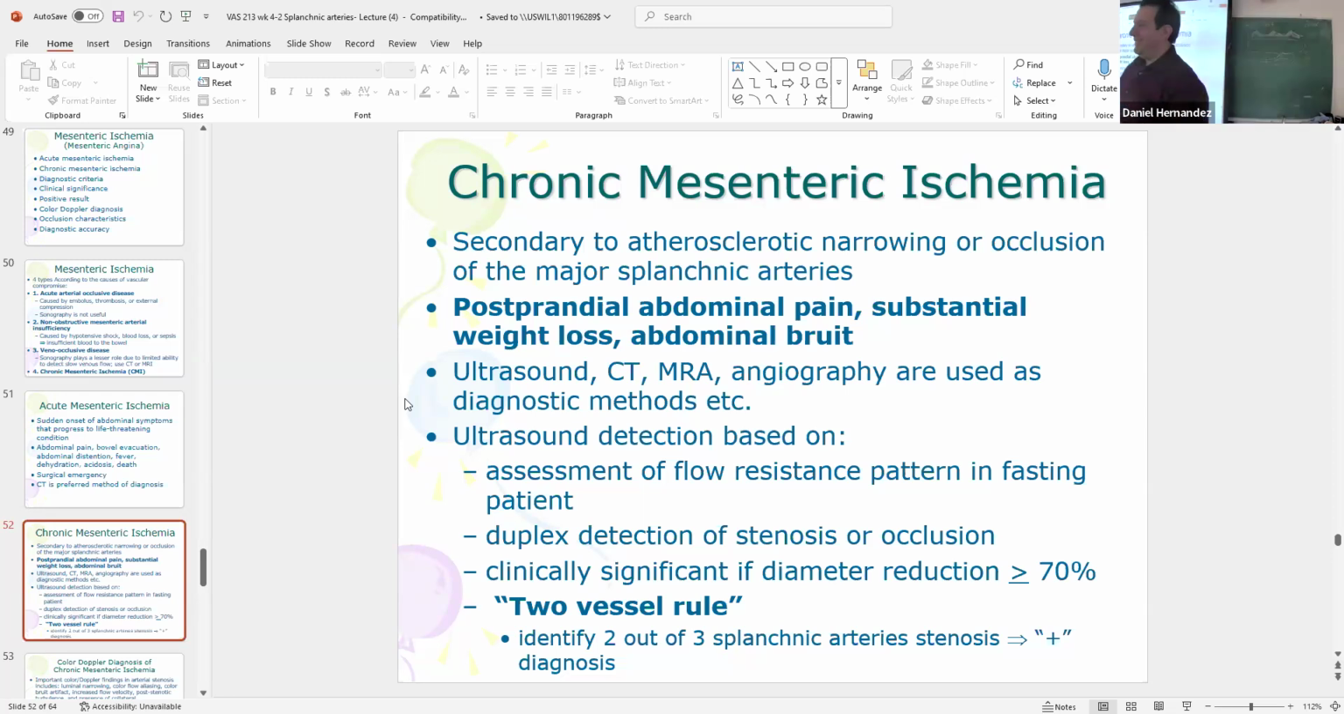In the notes, it says substantial weight loss due to fear of food. Are they scared to eat because they're in pain? Is it due to the pain? On her notes, fear of food? Yeah, I mean, if you're having pain after you eat, to me, substantial weight loss would come from dehydration and poor absorption of nutrients. Like your gut's not working right.